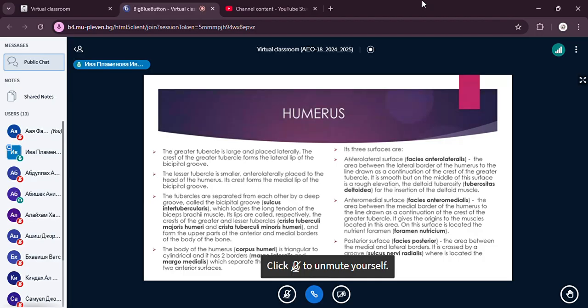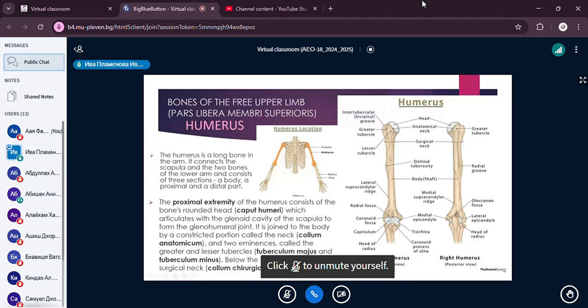It has three surfaces, of course, facies anterolateralis, the area between the lateral border of the humerus to the line drawn as a continuation of the crista tuberculi majoris humeri. It's smooth, but on this surface we can find the deltoid tuberosity. That's the insertion of the deltoid muscle, deltoid tuberosity, here on the body.